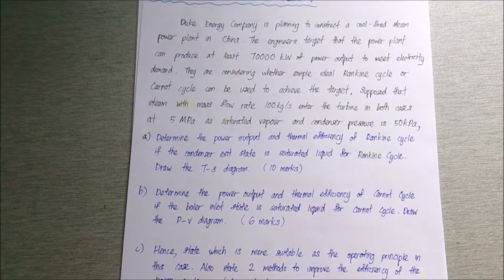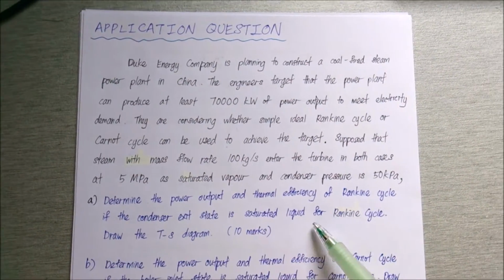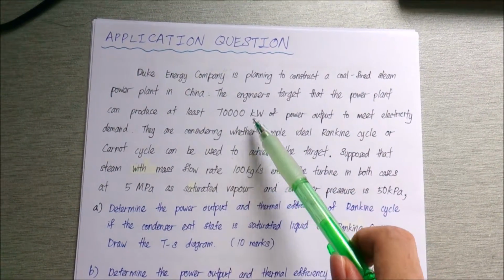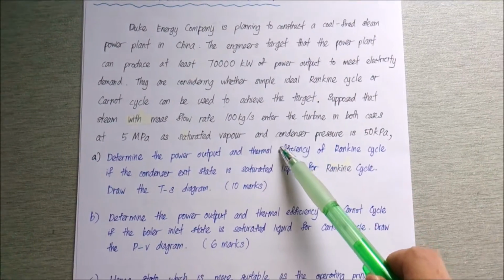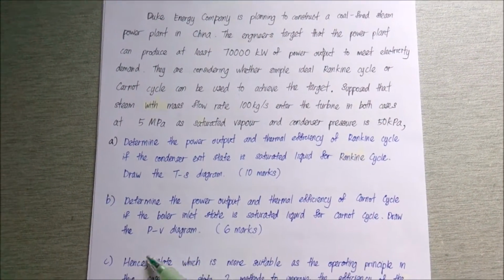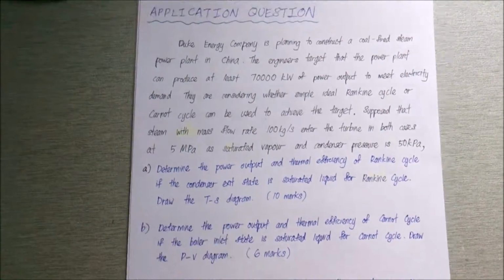The question is almost similar to the standard question, but in this case, we need to find out which of the power outputs is sufficient, that is, more than 70,000 kilowatts. And also, in this case, for the Rankine cycle we need to draw the TS diagram, but for the Carnot cycle we need to draw the PV diagram. So we solve like the question just now.